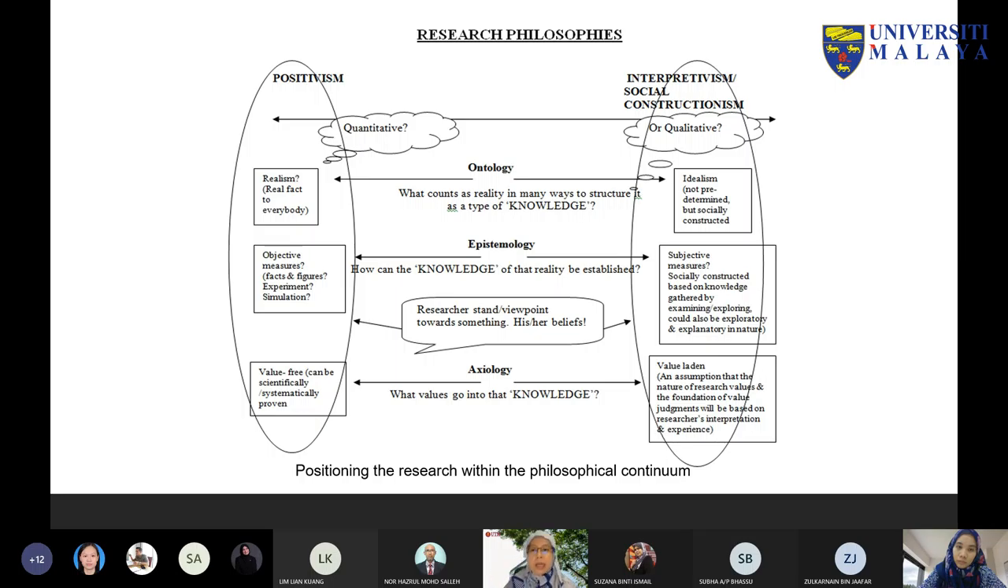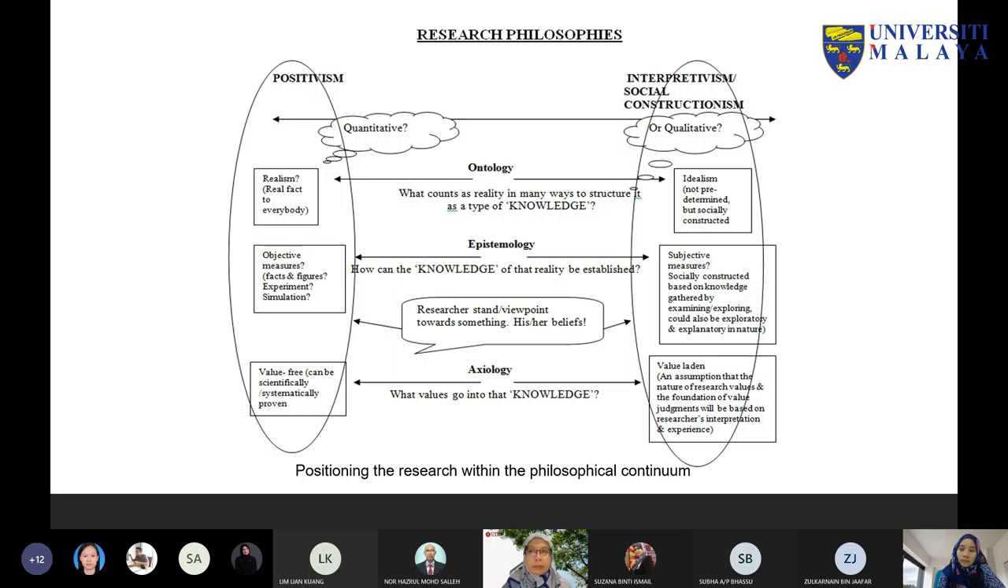So what is ontology? Ontology is what counts as reality, in many ways structuring your research as a type of knowledge. If you look at your left, if the reality that you look at, the phenomenon that you're going to study, is real fact to everybody, in a controlled environment, for example in the lab, you conduct some experiment, you test something, you measure, you put a formula on it, so it is real fact to everybody, it's very clear, it's about the value, so it is realism.